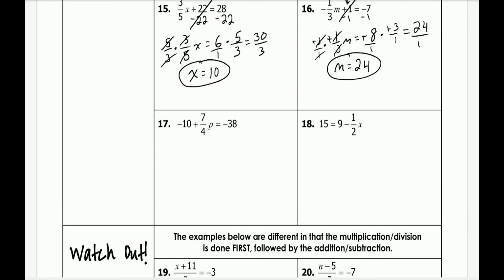Okay, number 17. We have negative 10 plus 7 over 4p is equal to negative 38. We have to get rid of this negative 10 first, so we have to add 10 to both sides. This goes to 0. We're left with 7 over 4p is equal to negative 38 plus 10, which is negative 28.